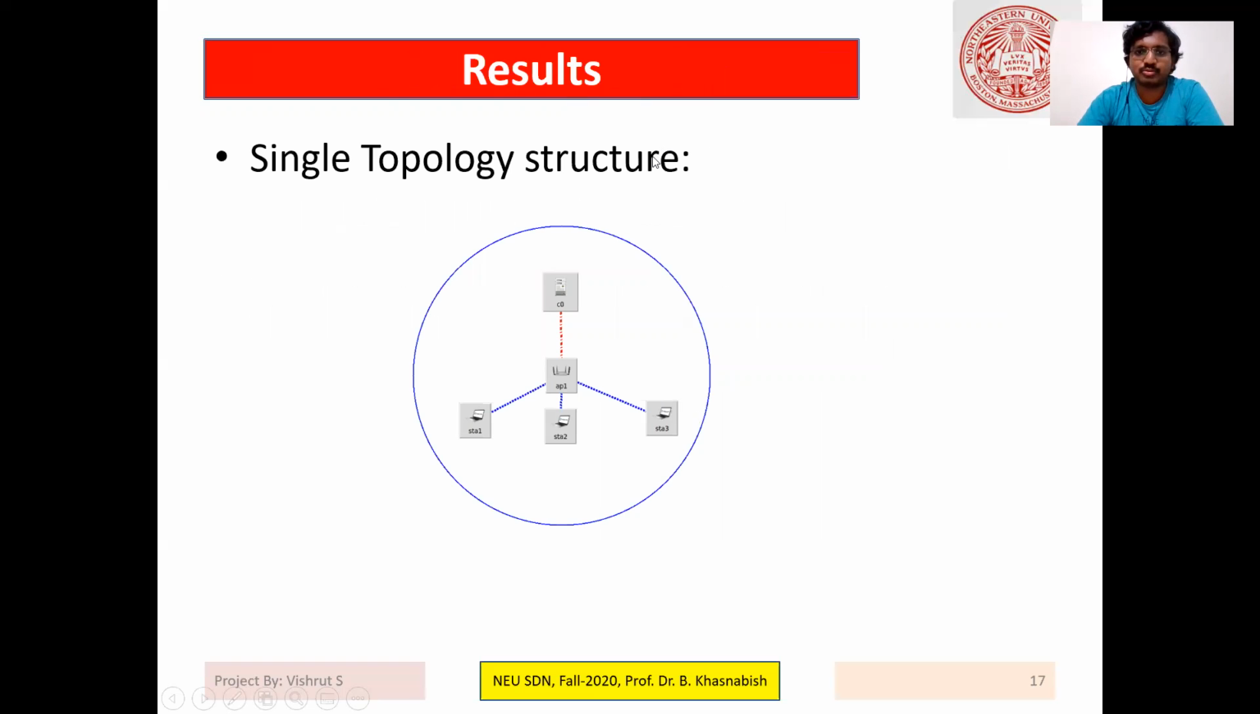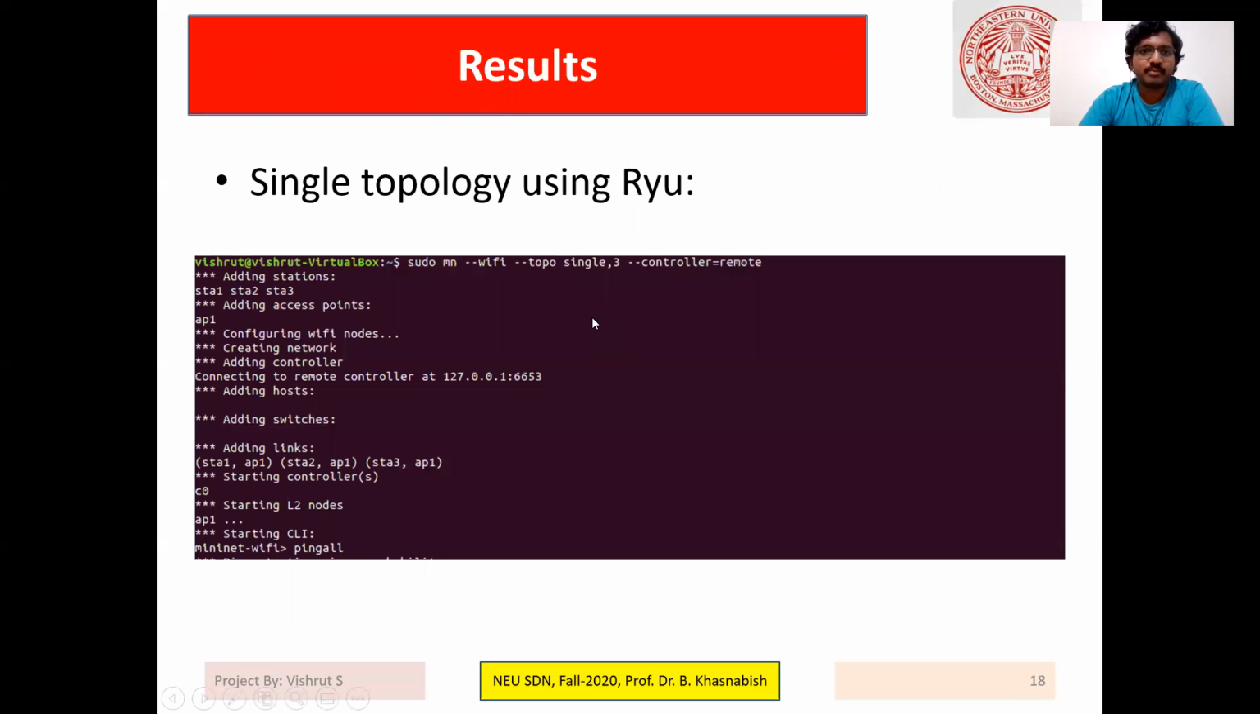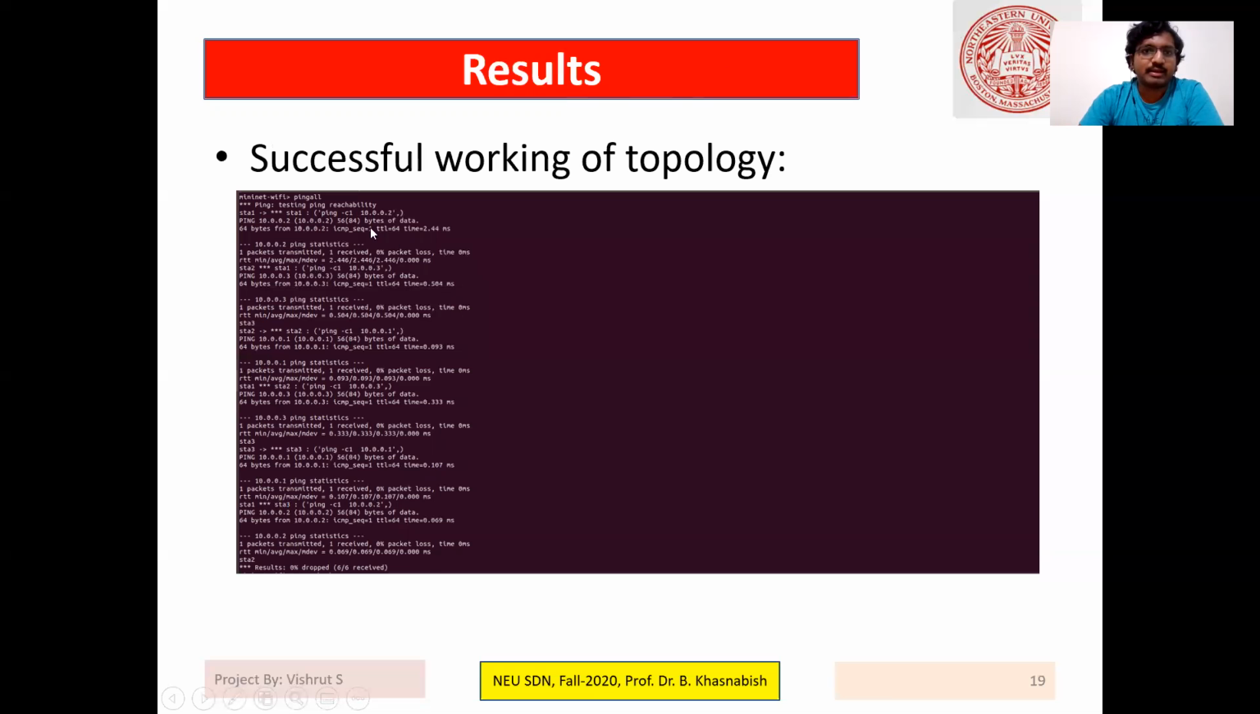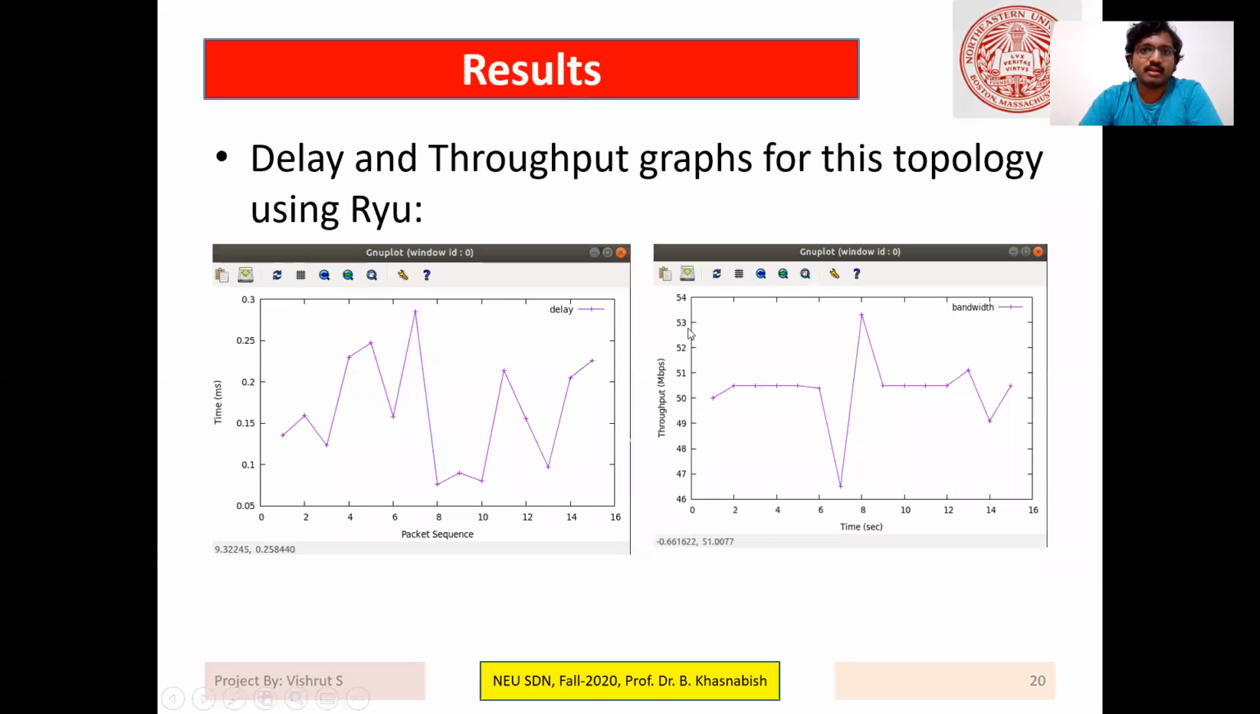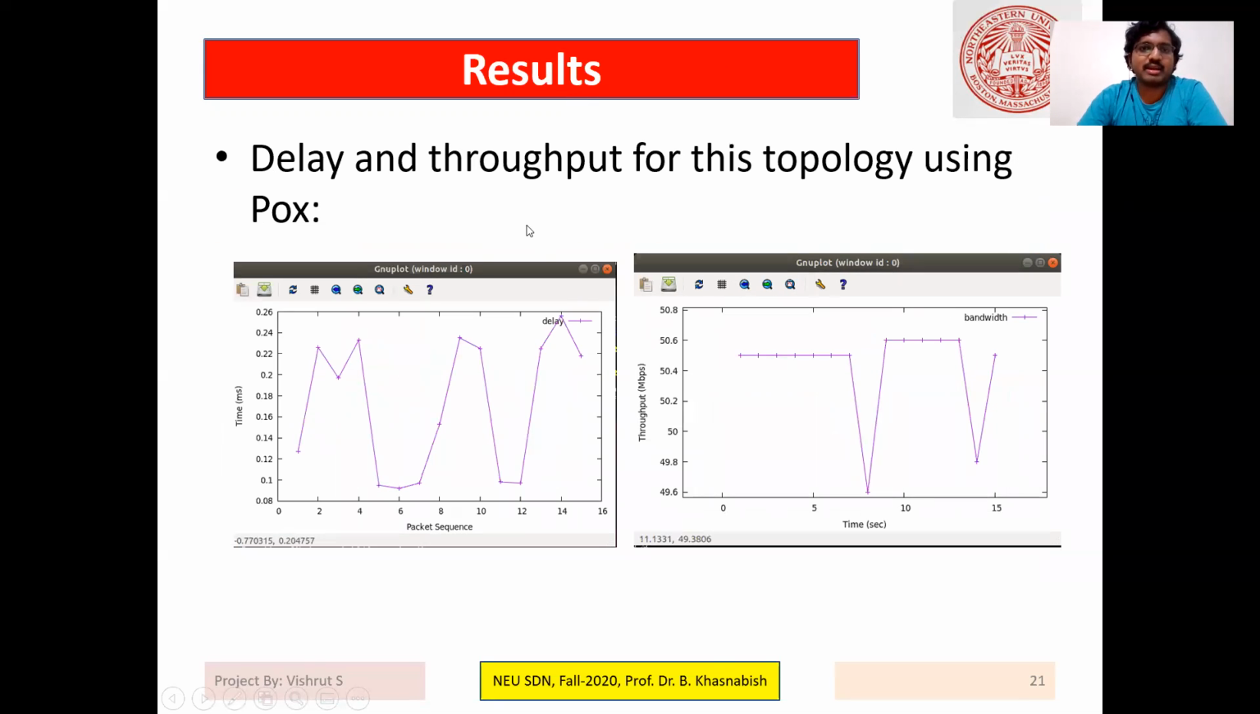So these are the topologies that I use. This is a single topology structure with one access point and 3 stations and a remote controller. And this is how I created the single topology. This is a command which I used. And I just tested the pingall command to verify the working with RIU controller. And these are the graphs that I got with RIU. And similarly, I ran the topology with the POX controller, and these are the results that I got.